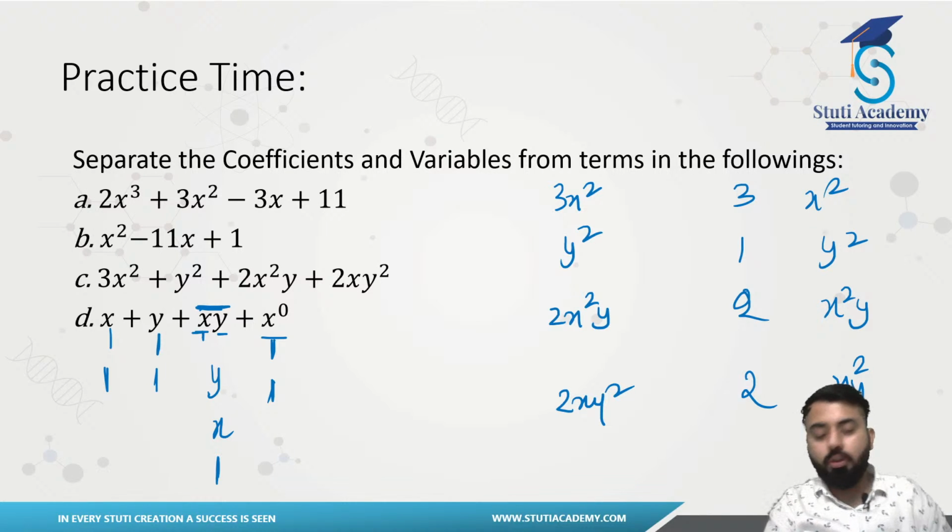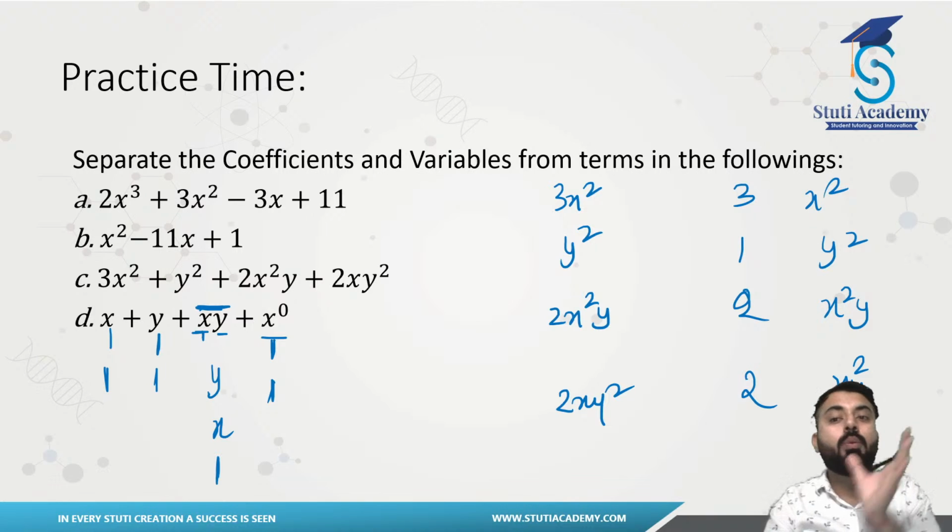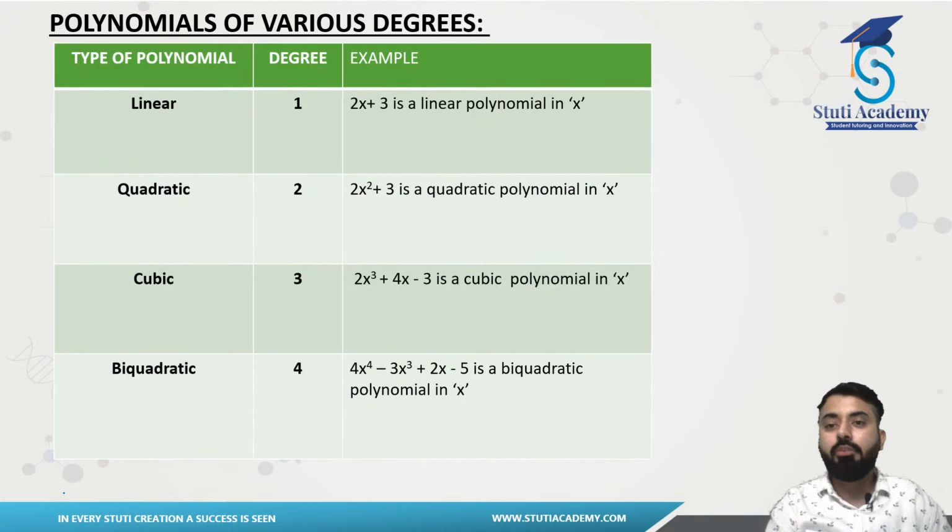Now let's move forward and understand what are actually our monomials, binomials, trinomials on the basis of our degrees. So let's just jump forward. You guys see, I have polynomials with various degrees here. So linear polynomial. What is linear polynomial? Linear polynomial is that polynomial which has a maximum degree of 1.